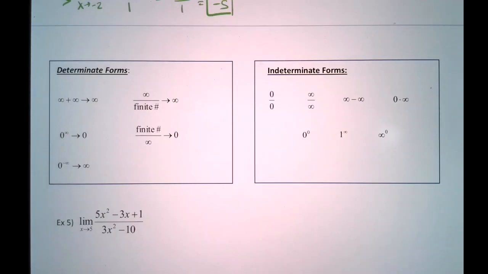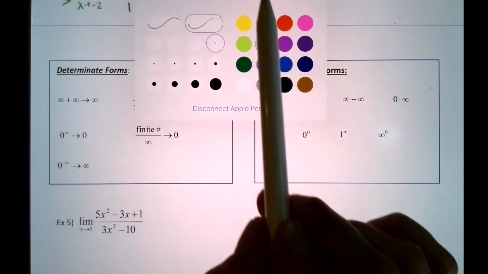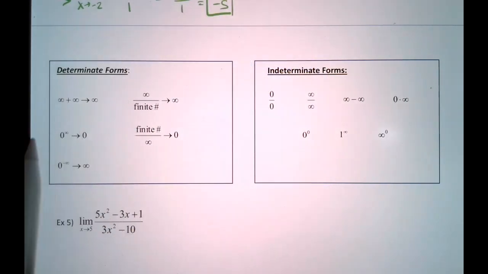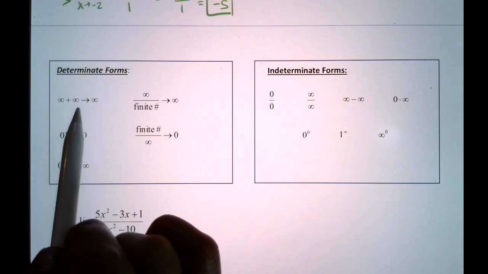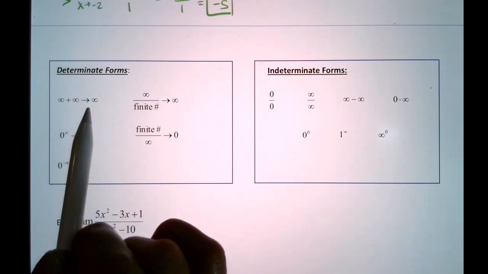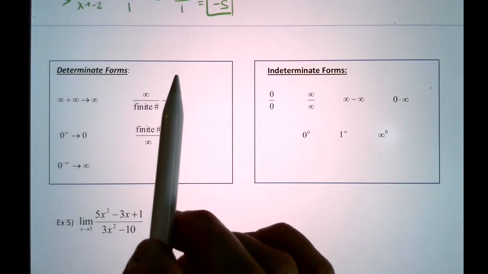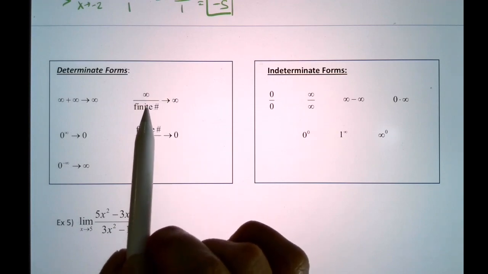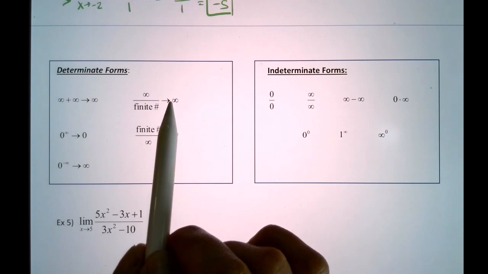Here are some things that you learned back in Calc 1. You learned a lot of your determinate forms. What do you know to be true? Well, we know that if you take infinity and add infinity, you're headed towards infinity. I know that if I have infinity over some number, like infinity over 5, that's going to infinity. These are the things you know to be true.